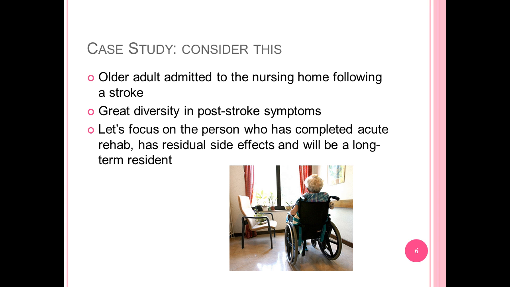Okay, so let's consider a case, and I'll talk about this case over the next several slides. Let's think of a person who is an older adult who's been admitted to the nursing home following a stroke. There's a great diversity in what post-stroke symptoms look like. Some will have a full recovery with getting skilled rehabilitation, and they'll return home. Others will remain in the nursing home as permanent residents with a wide range of physical abilities following the stroke. For our case study today, I want you to think about the person who will remain a long-term nursing home resident as we present the information on the POLST paradigm in the nursing home.